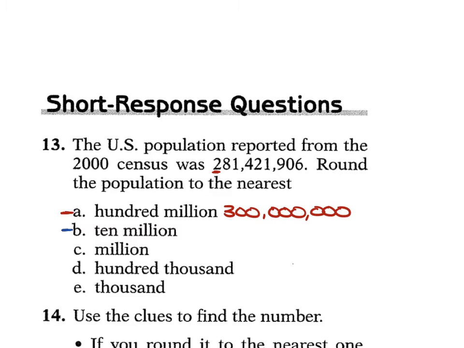For B, we are dealing with the 10 millions, so that's the 8. The number to the right of it is 1. That's less than 5, so it's going to stay an 8, and then everything else behind it will become zeros. So it's going to be 280 million. For C, we have a million, so that's a 1. The number to the right of it is a 4, so it's less than 5. We're going to keep it 281 million.